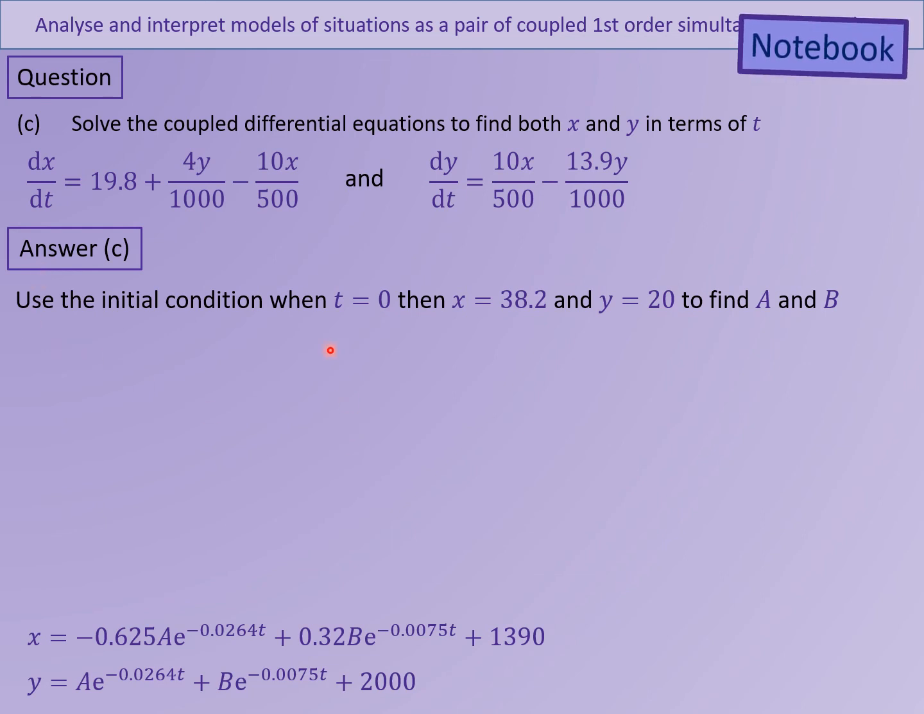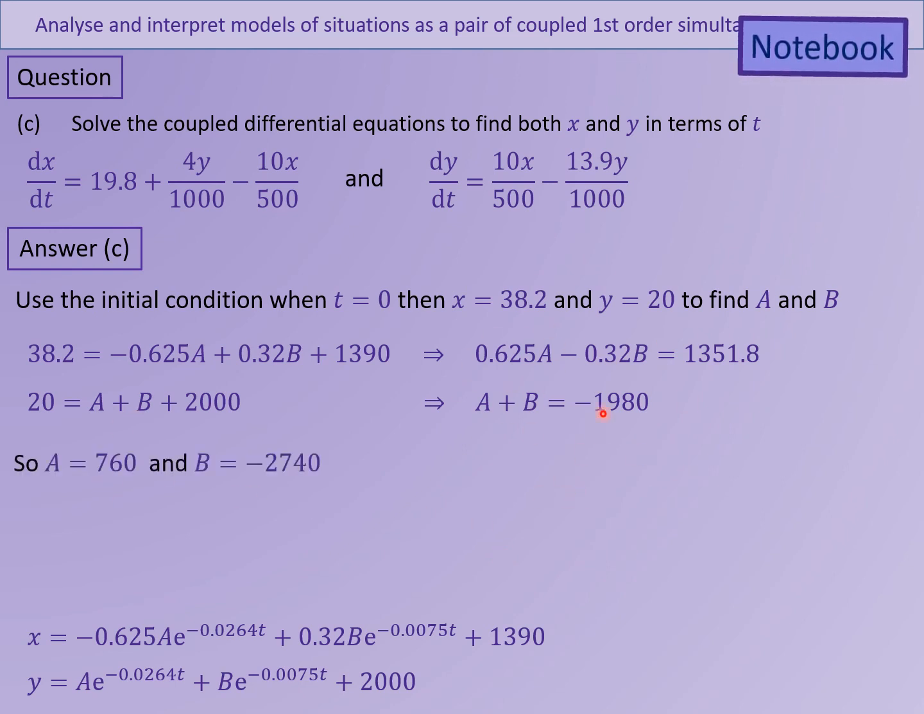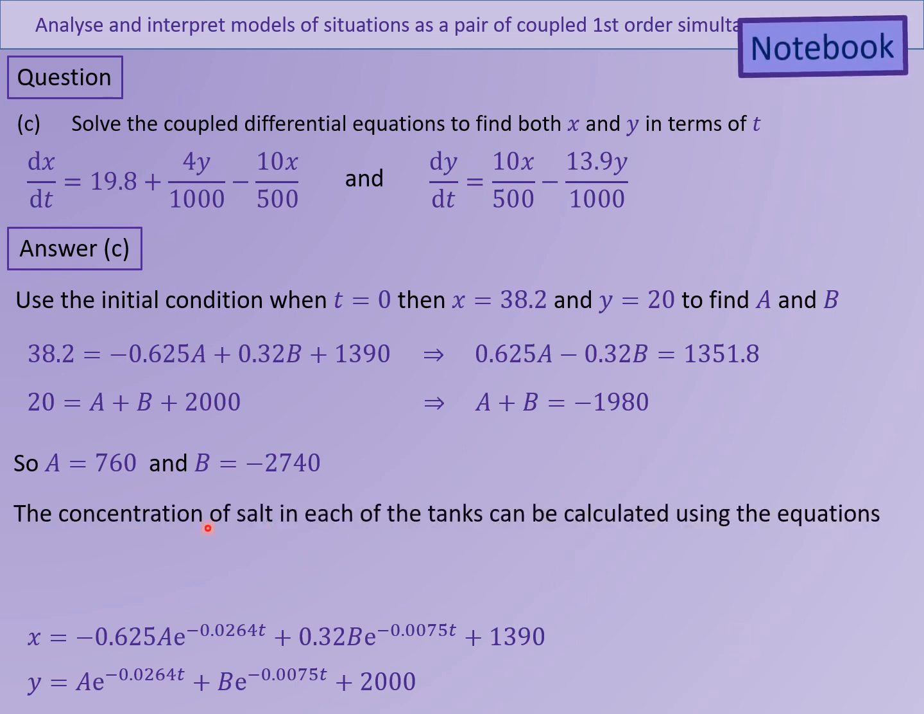So it gives you the initial conditions. When t equals 0, there's this much for x and this much for y. So I told you the concentration of each of the tanks. And of course, you can make use of those by substituting them both in. So you can substitute when x equals 38.2, y equals 0, and get you that equation. But also, with a bit of rearranging, the other equation, 20 equals a plus b plus 2000. There we go. So that's going to get me a plus b equals minus 1980. So I've got my two equations, solve them simultaneously to get your a value and your b value. And it's very well done.